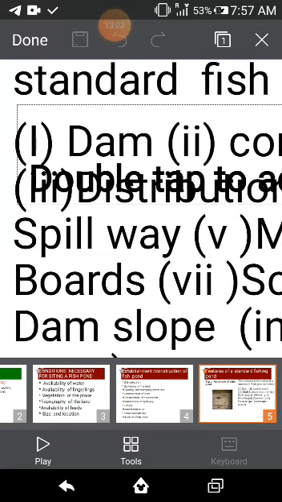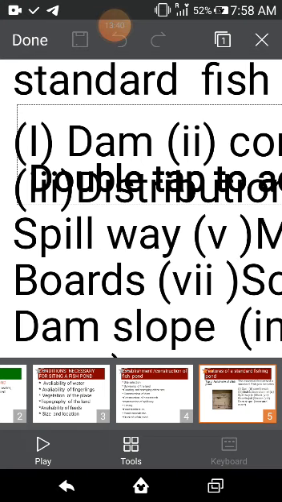Dam. There we have cartridge, monk, board, distribution of channels, screen, spillway, dam slopes. Note: dam, cartridge, spillway, etc. have been discussed under the operations carried out before establishing a fish pond. No need of going to it now.